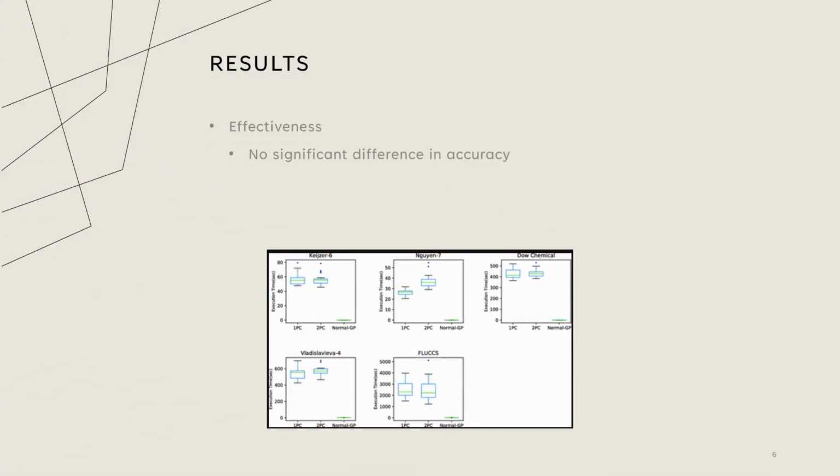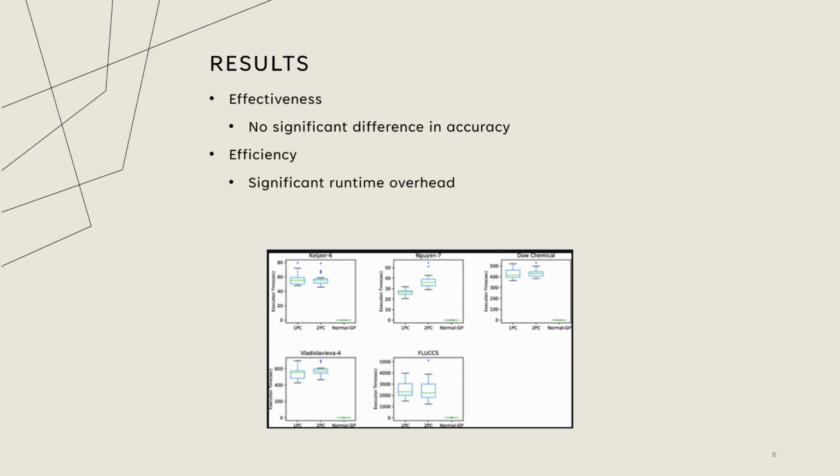The results show there is no significant difference in accuracy between SMC GP and normal GP, confirming that obliv performs correct computations. However, significant runtime overhead was observed. SMC GP was up to 1739 times slower than normal genetic programming.